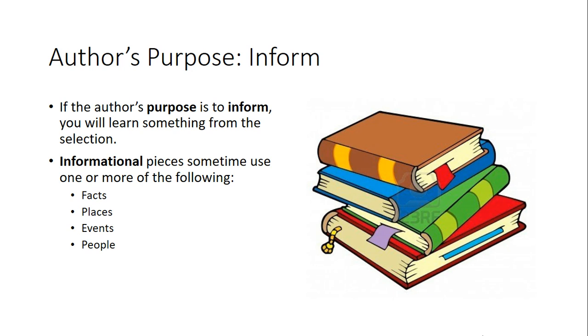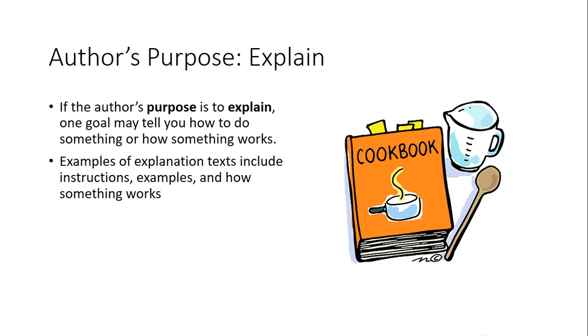Explain is our first E. If an author's purpose is to explain, they're going to tell you how to do something, or they're going to tell you how something works. One of the best examples of explanation for a lot that we all use is YouTube. Whenever I need to know how to do something, I go to YouTube and I'll find somebody who knows how to do it, and they explain to me how to do it. So some examples include instructions, examples of things, or how something works, cookbooks, all of those types of things authors use to explain.